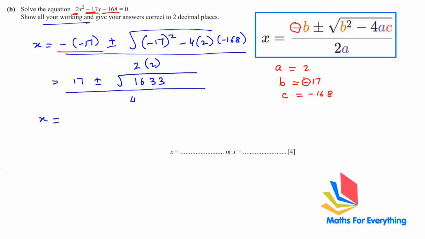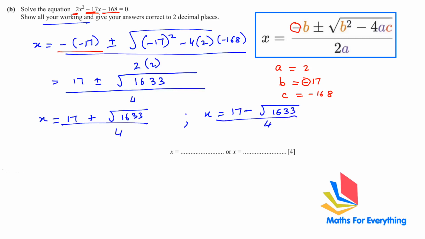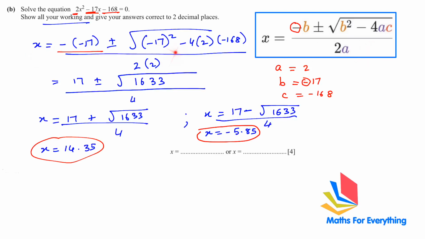After this step, we'll separate it out. We'll write 17 plus square root 1633 divided by 4, and the other value of x will be 17 minus square root 1633 divided by 4. We just have to put this whole thing in the calculator and write down the answer. These are our 2 answers rounded to 2 decimal places. x is equal to 14.35 and x is equal to negative 5.85. You need to remember this very well and the method of solving it, because it's a very easy 4-mark question.